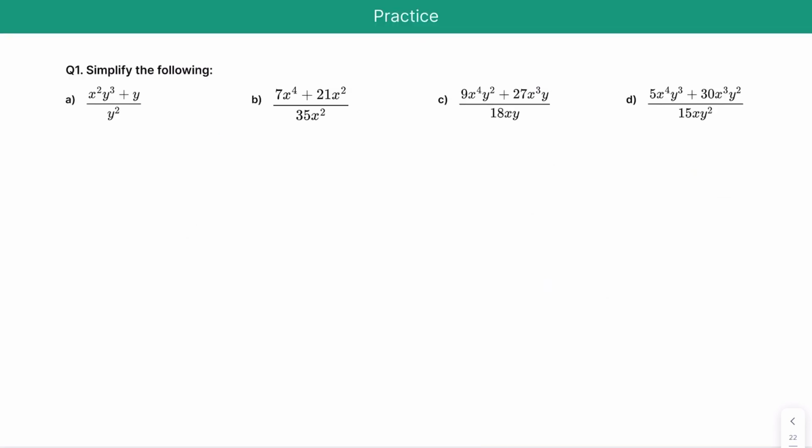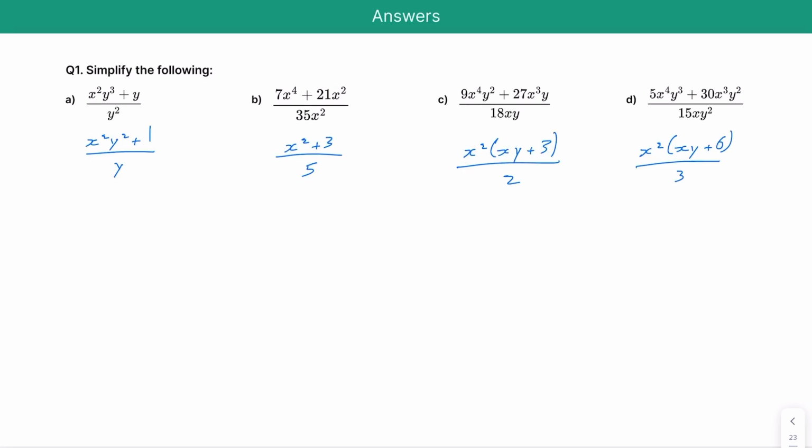So here are some practice questions for you to have a go at. Press pause and have a go. Here are the answers, mark your work.